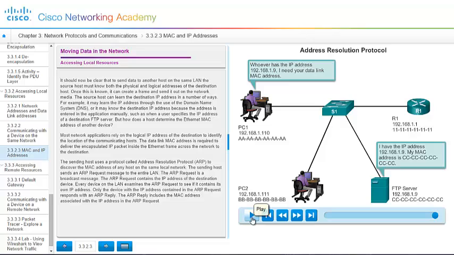The sending host uses a protocol called ARP, or Address Resolution Protocol, to discover the MAC address of any host on the same local network. And the sending host sends an ARP request message to the entire LAN, and the ARP request is broadcast. It means it goes to everyone. And the ARP request contains the IP address of the destination device, and every device on the LAN examines the ARP request to see if it is its IP address. And once it receives the IP address that belongs to it, then only the device with the IP address contained in the ARP request responds with an ARP reply. It's kind of like a handshake. It's like, hello, how are you? I'm fine, I got it.